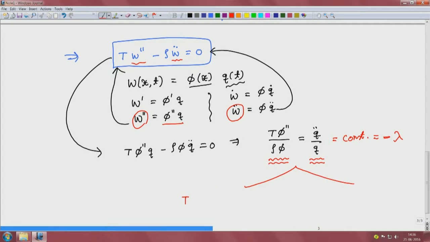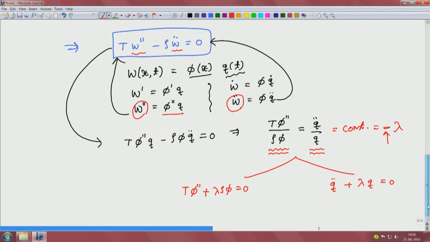One is T phi double prime equals minus lambda rho phi, which when it comes to the other side becomes T phi double prime plus lambda rho phi equal to 0, and here q double dot plus lambda q equal to 0. Again notice the minus sign. We get two equations: this is for space, this is for time, because in the separation of variables we assumed that this part depends on time, this part depends on space.